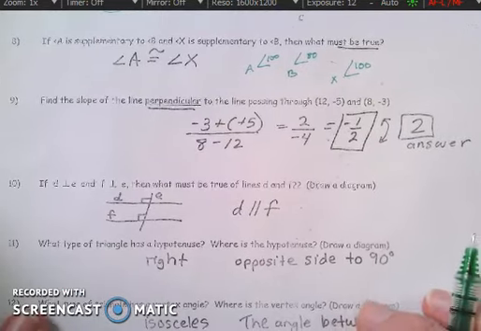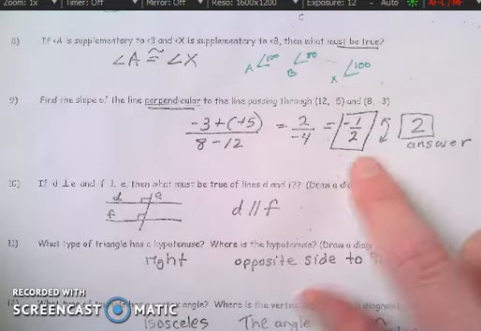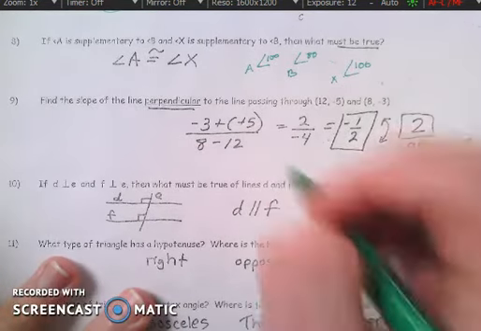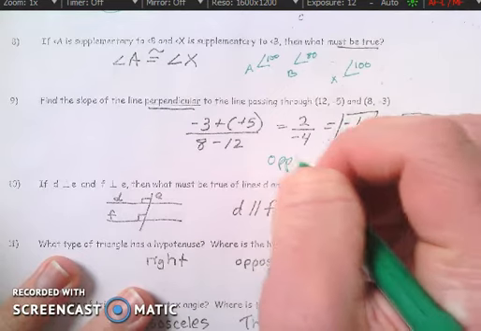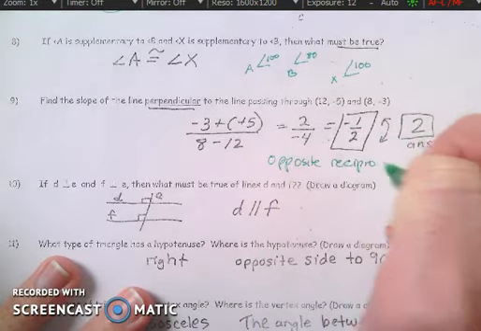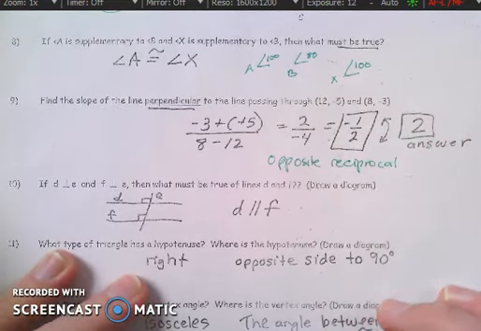Okay. Find the slope of a perpendicular line to the line passing through (12, -5) and (8, -3). Put it into the slope formula, and then we have to go ahead and do the opposite reciprocal. Okay, so don't forget that we want to do the opposite reciprocal for our perpendicular lines for the slopes.